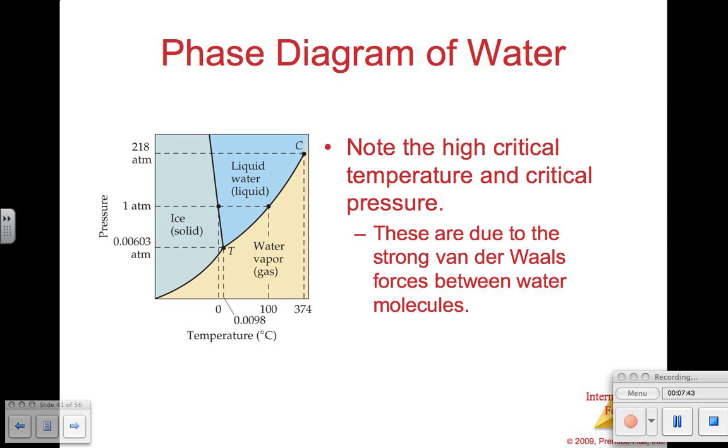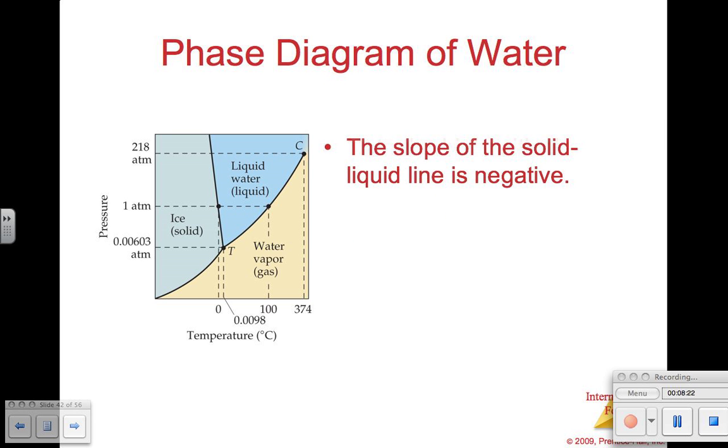Now, if you notice some of the other phase diagrams, water has a slightly different phase diagram. So we have a high critical point. Note the high critical temperature and the critical pressure for water. It's really high pressure, really high temperature. And so these are due to the strong intermolecular forces that water has. That hydrogen bonding really impacts the phase diagram that it shows. The boiling point, the freezing point, its critical point, its triple point, all those things are related to those van der Waals forces and how attractive those water molecules are to one another.